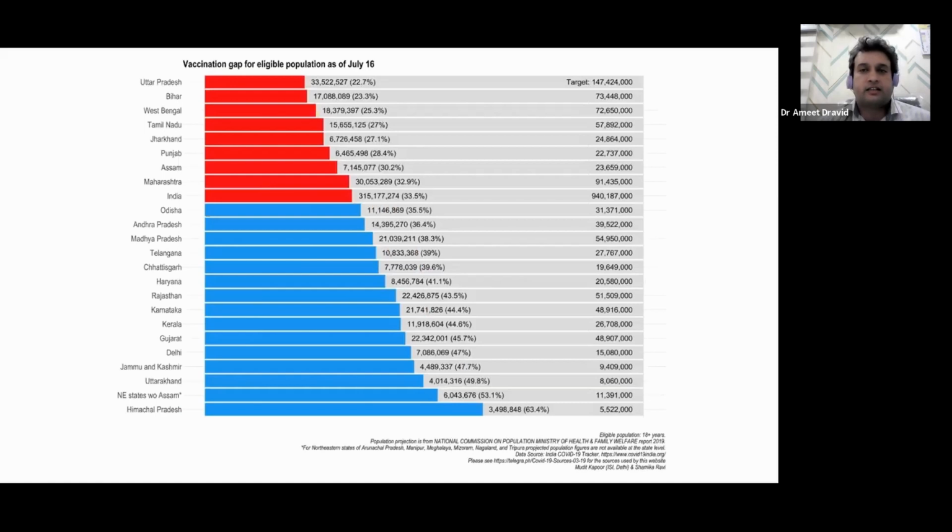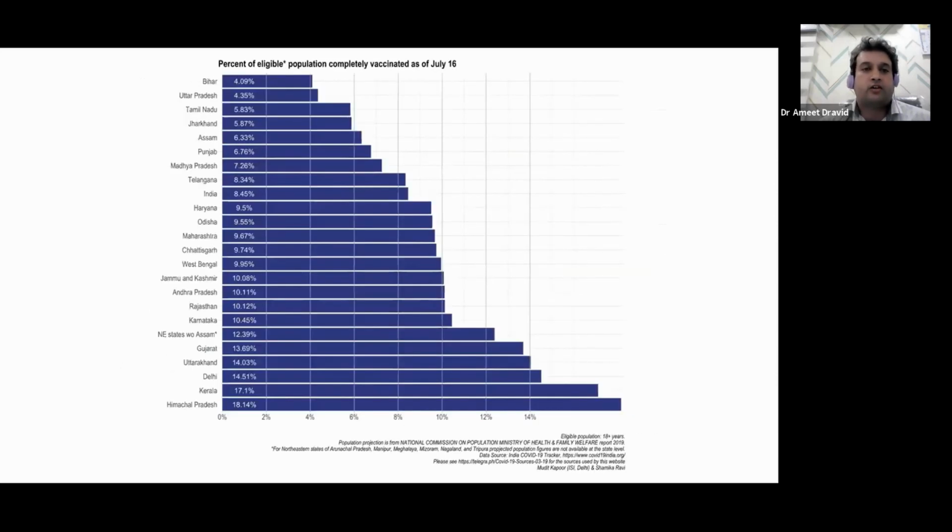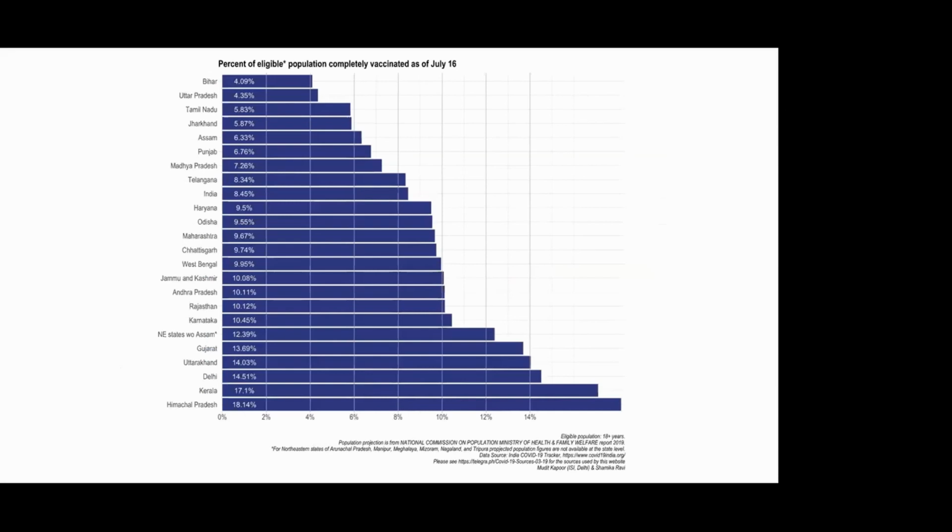Unfortunately, our vaccination is still crawling. We have been able to vaccinate around 400 million people, but still the first dose has been given to only 34% of the entire Indian population, and only 8.5% of the Indian population is fully vaccinated. So you can see how many people are vulnerable to a third wave. It's humongous.